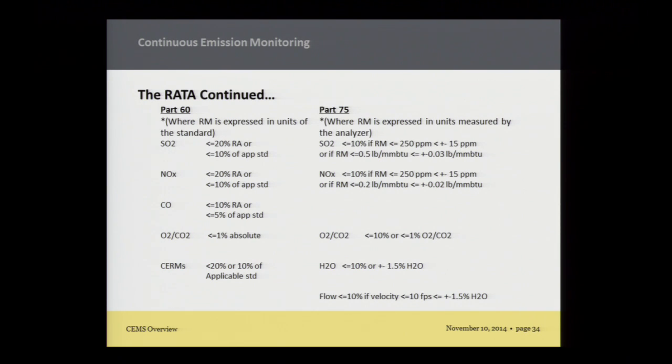And so the SO2 and NOx have the same requirement. CO is a little tighter, 10 and 5 versus 20 and 10. You get less than 1% for the O2 and CO2, and then a CERM, what we talked about a little bit, 20 or 10% of the applicable standard. And then here, again, here's the list of the Part 75, and I won't go through it in detail, but that's the requirements pulled from Part 75.